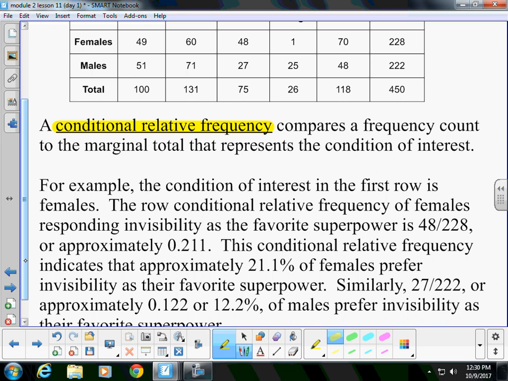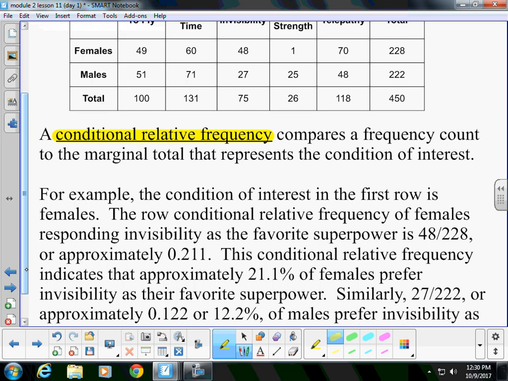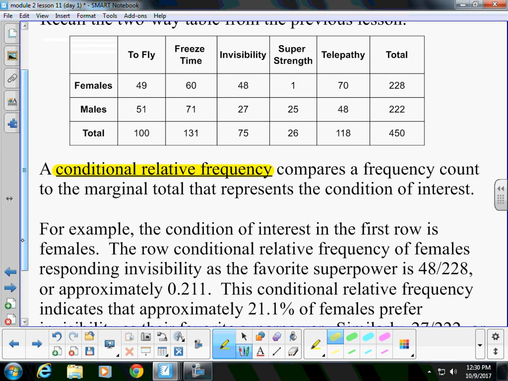For example, the condition of interest in the first row is females. The row conditional relative frequency for females responding invisibility as their favorite superpower is 48 divided by 228. So they took 48 and divided it by 228 because they were looking at females only who responded invisibility. And that came out to approximately 0.211 or 21%.